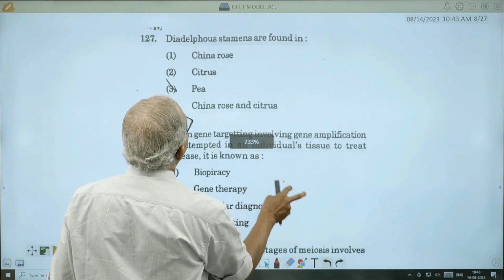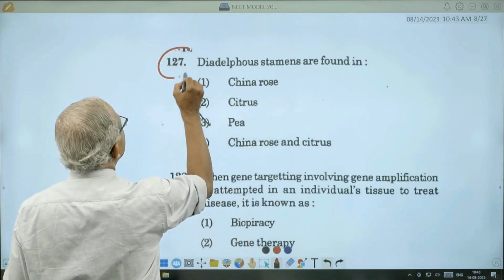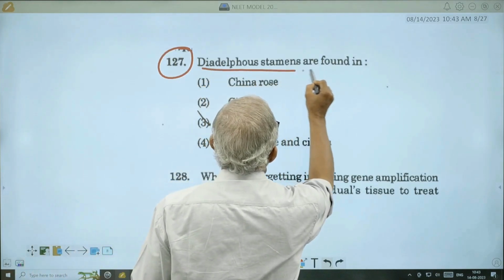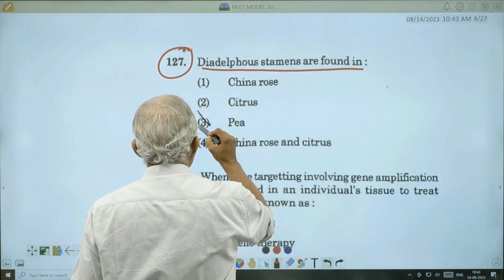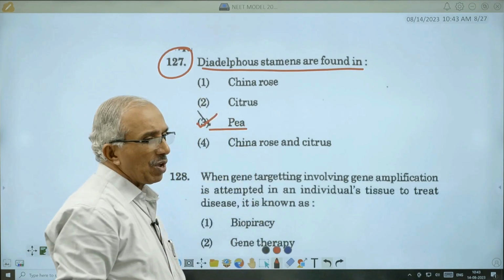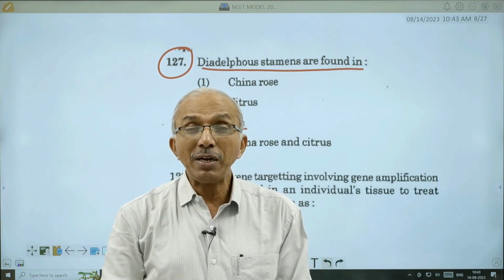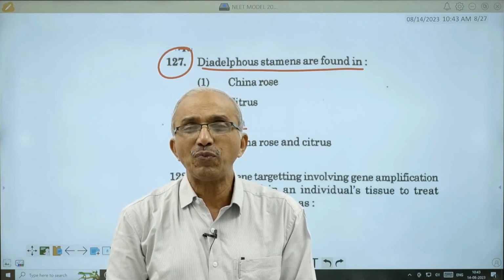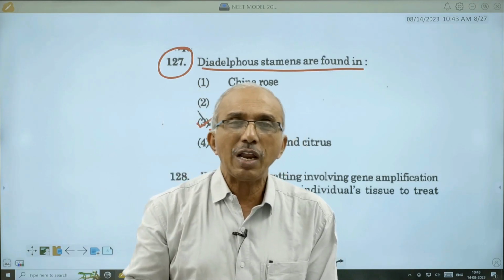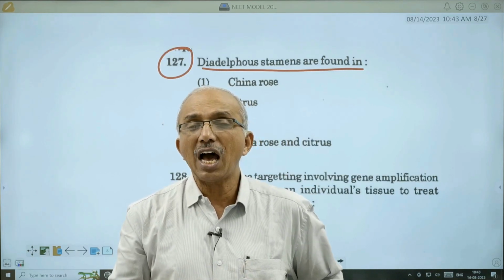Next, diadelphous stamens, question 127. Diadelphous stamens are found in which plant? What is the adelphous condition? Filaments of the stamen are fused, but anthers are free.